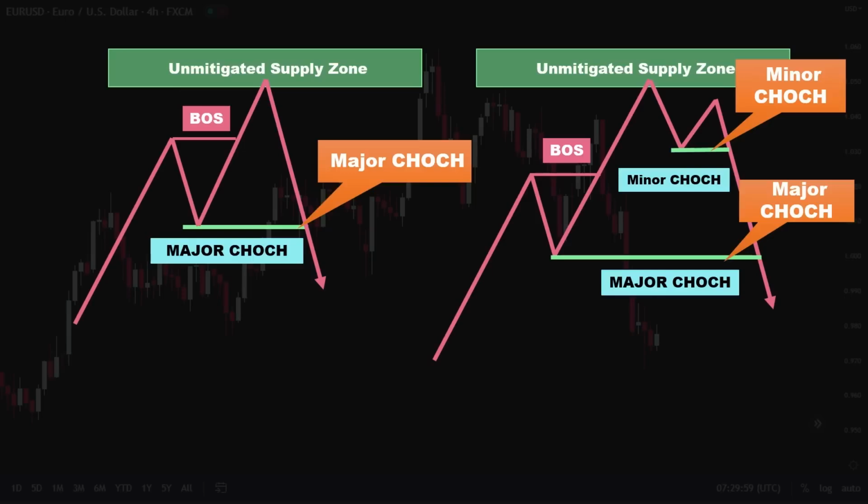I have seen so many novice SMC traders who consider a minor change of character as a valid change of character, instead of waiting for the price to create a major change of character, which provides a higher probability in the SMC trading setup compared to the minor one. And they mostly ended up with some losses.